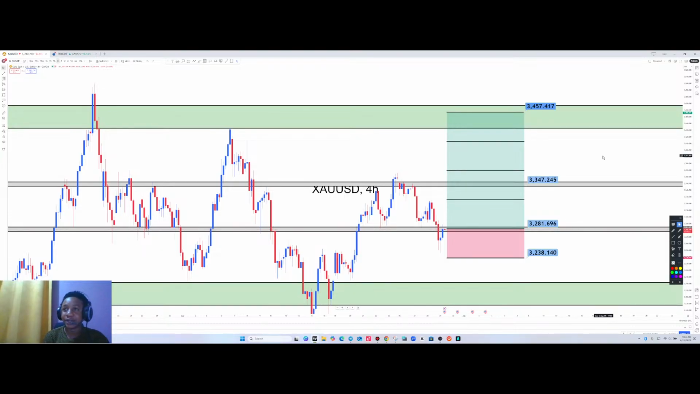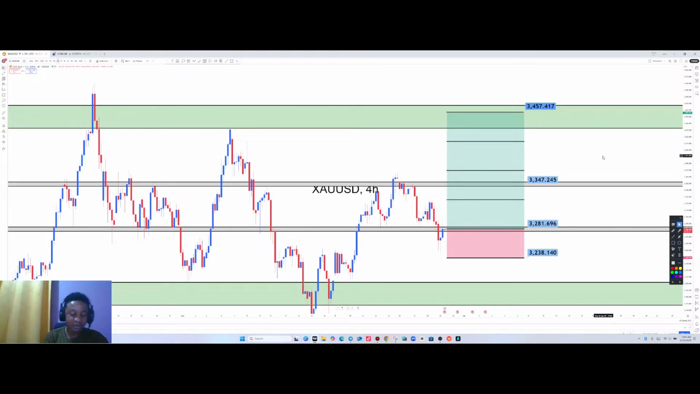The entry is at 3281.696. That's the entry. Let's get the stop loss. So apply your risk, so that the stop loss will make sense for you. Don't go somewhere and say the stop loss is too big. If you say the stop loss is too big, that means you don't know how to apply risk on your account. You lack proper risk management. It's not about the stop loss, it's about the risk.